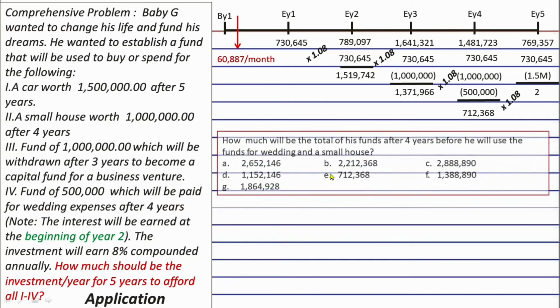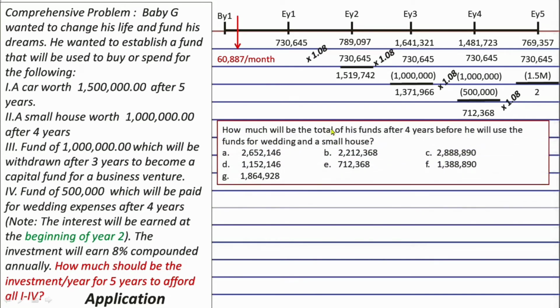So, question number 4 is, how much will be the total of BBG's funds after 4 years before he will use the funds for wedding and a small house? Take note, it's before this and this. So you just have to add this 1,481,723 plus 730,645, and you will get 2,212,368, which is this letter B.